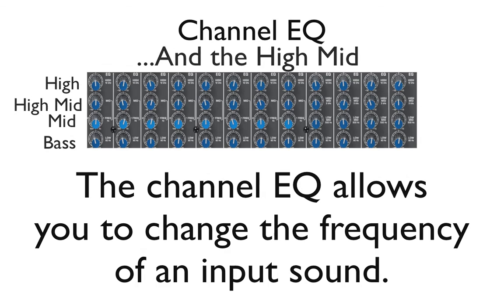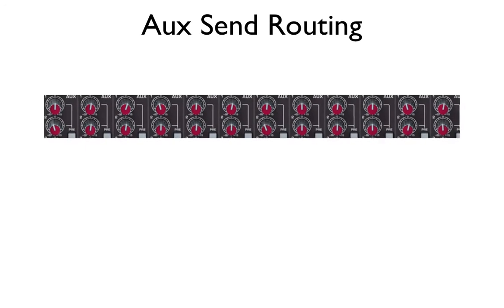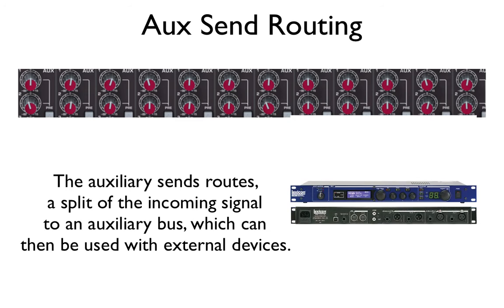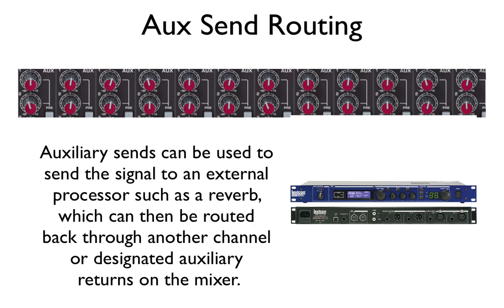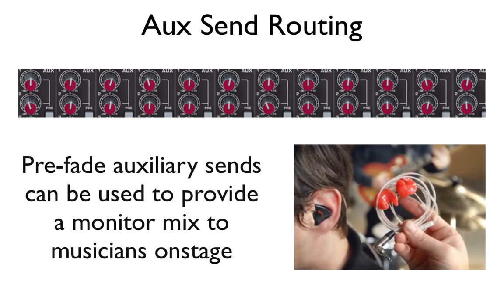Okay, so the last thing that we're going to cover today is the auxiliary send routing. The auxiliary send routes a split of the incoming signal to an auxiliary bus, which then can be used with an external device. Auxiliary sends can be used to send the signal to an external device or processor such as reverb, which can then be routed back to another channel or designated auxiliary returns on the mixer.